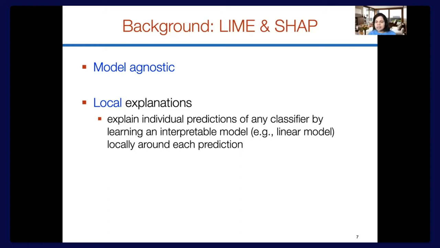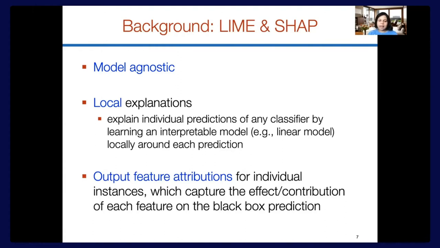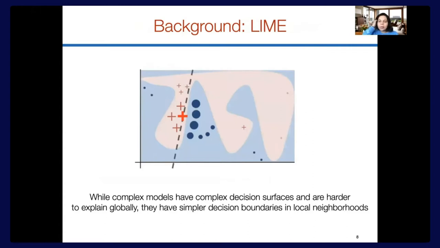Okay. Now, what do they output? They actually output feature importances or feature attributions for individual instances, right? So these basically tell us how important each feature is to the prediction that the model is making, or how much the model is using each of these features in that individual prediction that it is making, right? Because we are focusing on local explanations, which is about explaining the rationale behind individual predictions. Okay, so how is LIME doing all this, and what is its underlying intuition, right?